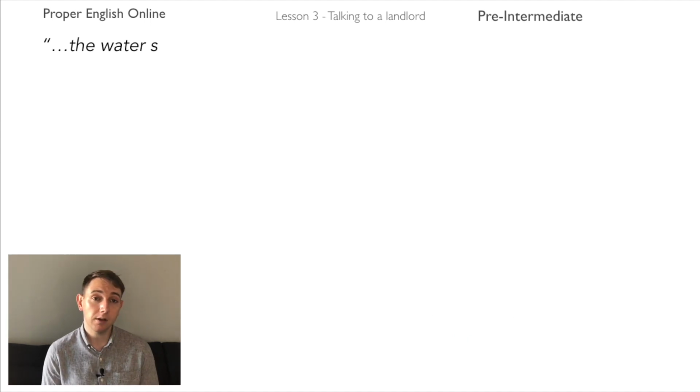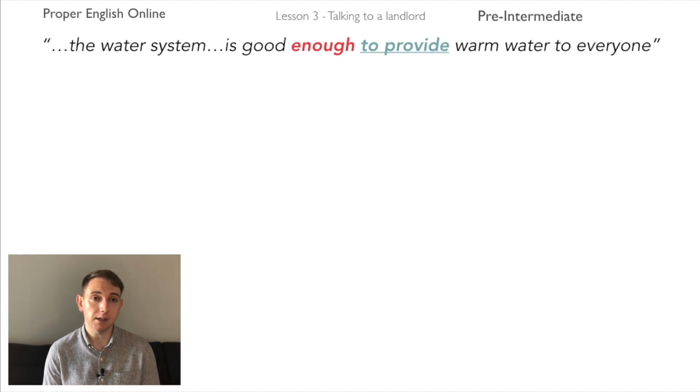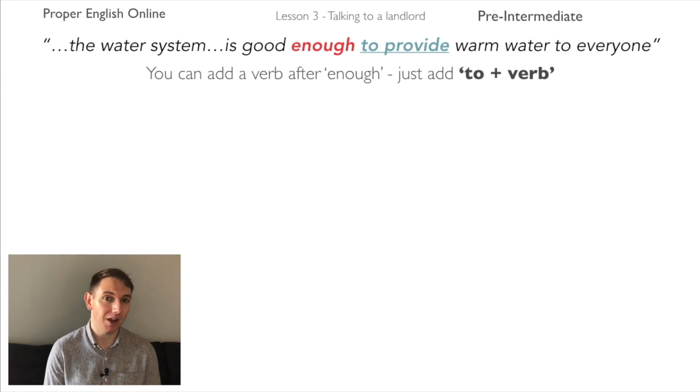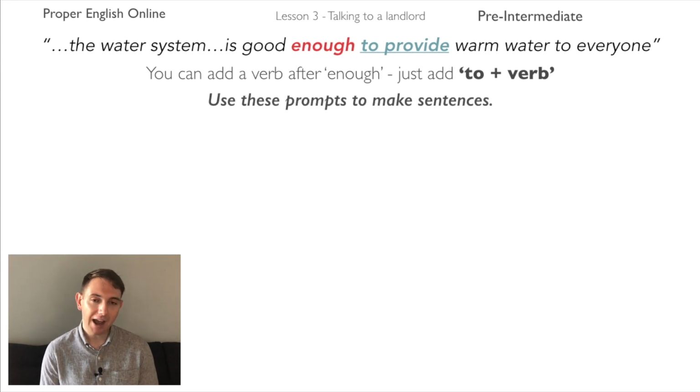Okay guys, so now let's take a look at this sentence again. The landlord said the water system is good enough to provide warm water to everyone. So after enough, the landlord added a verb. Now, if we want to do that, all we need to do is add to plus verb after enough. So good enough to provide. So in that case, how can we practice this? Let's try and make some sentences with these prompts.